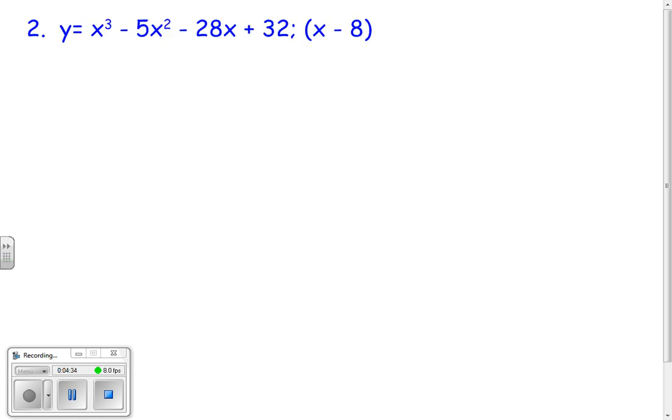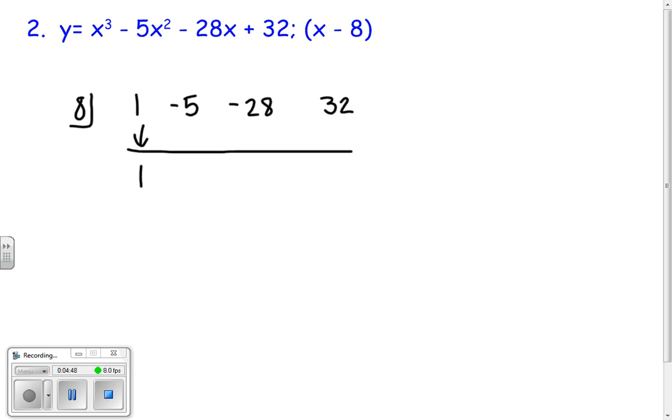Number 2, this is an x cubed, and everybody is there in terms of placeholders. So I have 1, a negative 5, a negative 28, and a positive 32. In the half box, I'm going to put a positive 8. Start by bringing down the 1. 8 times 1 is 8, combined is 3. 8 times 3 is 24, combined is negative 4. And 8 times negative 4 is negative 32, combined is 0.